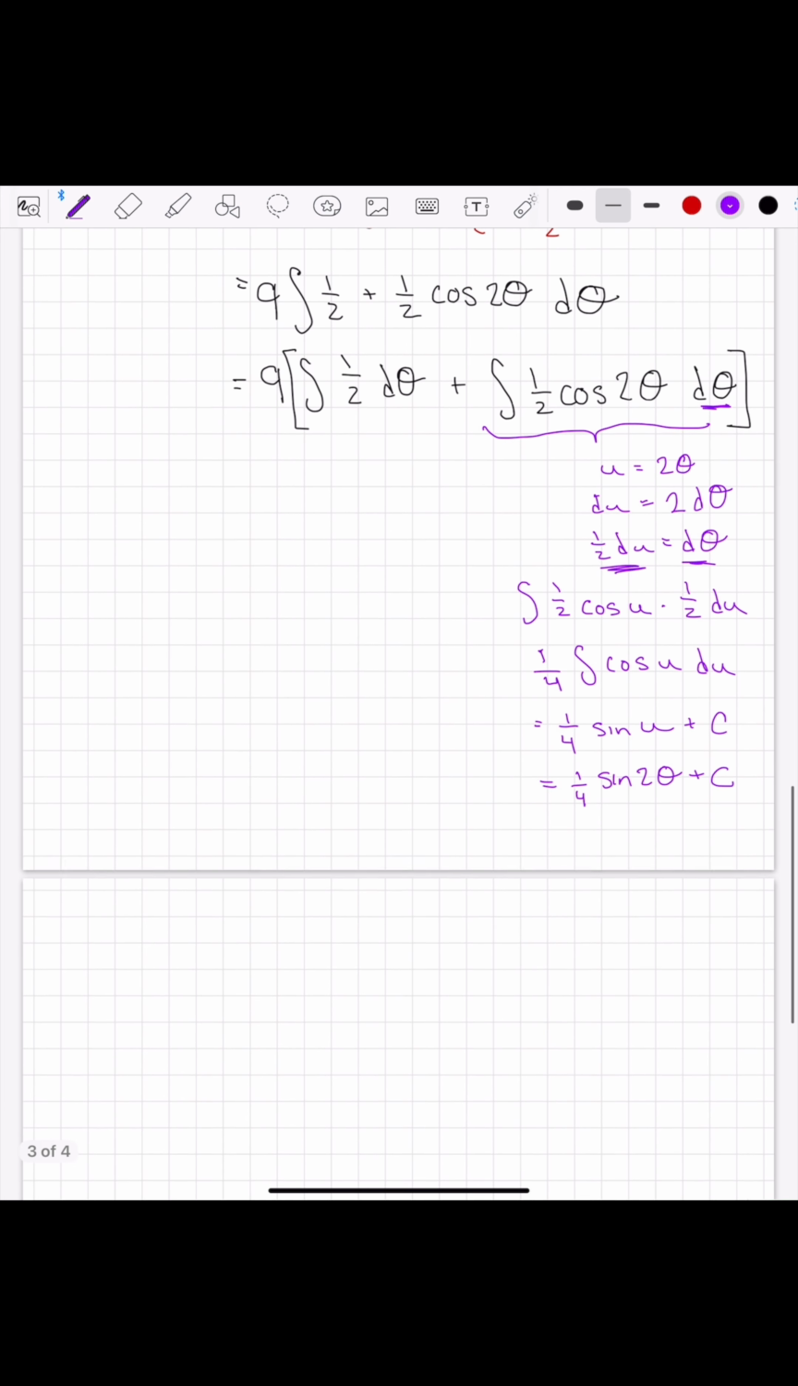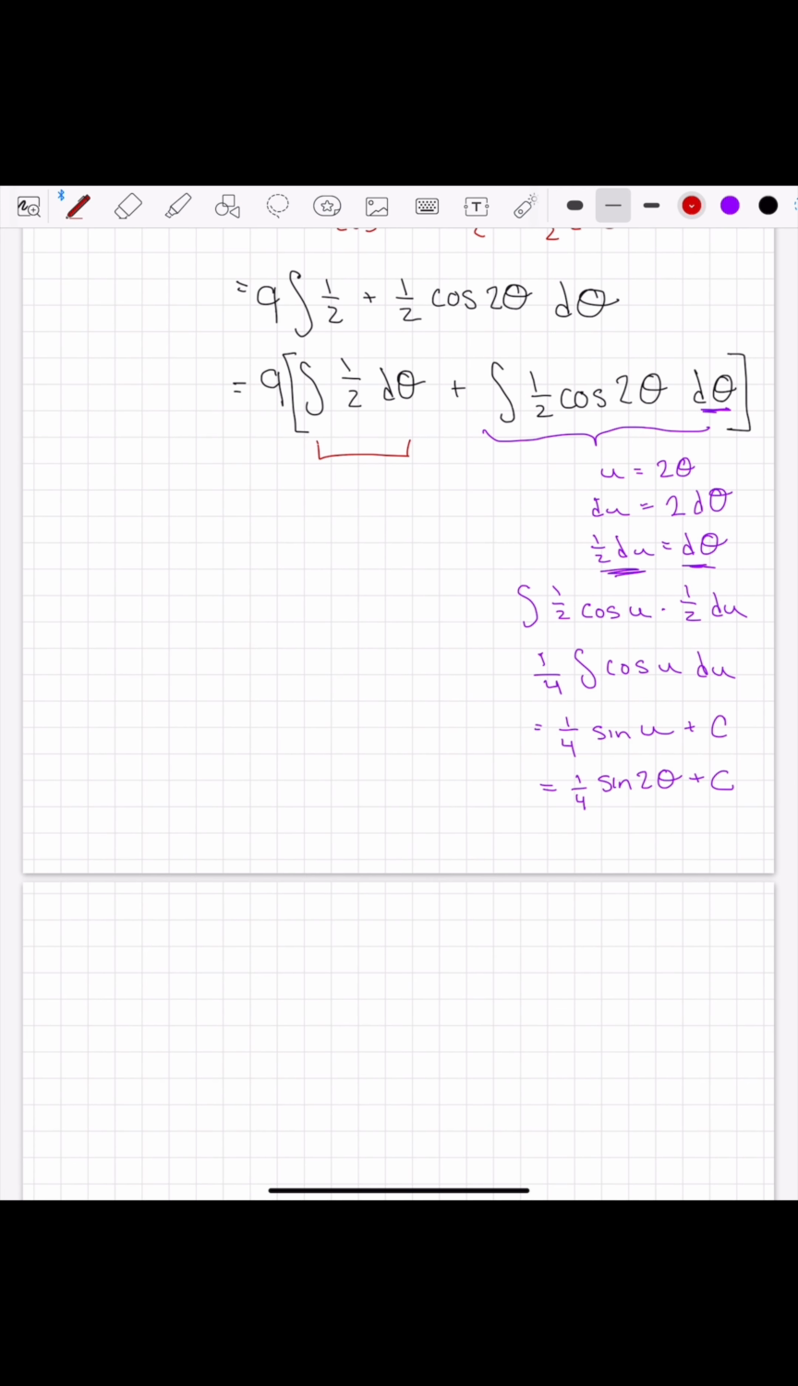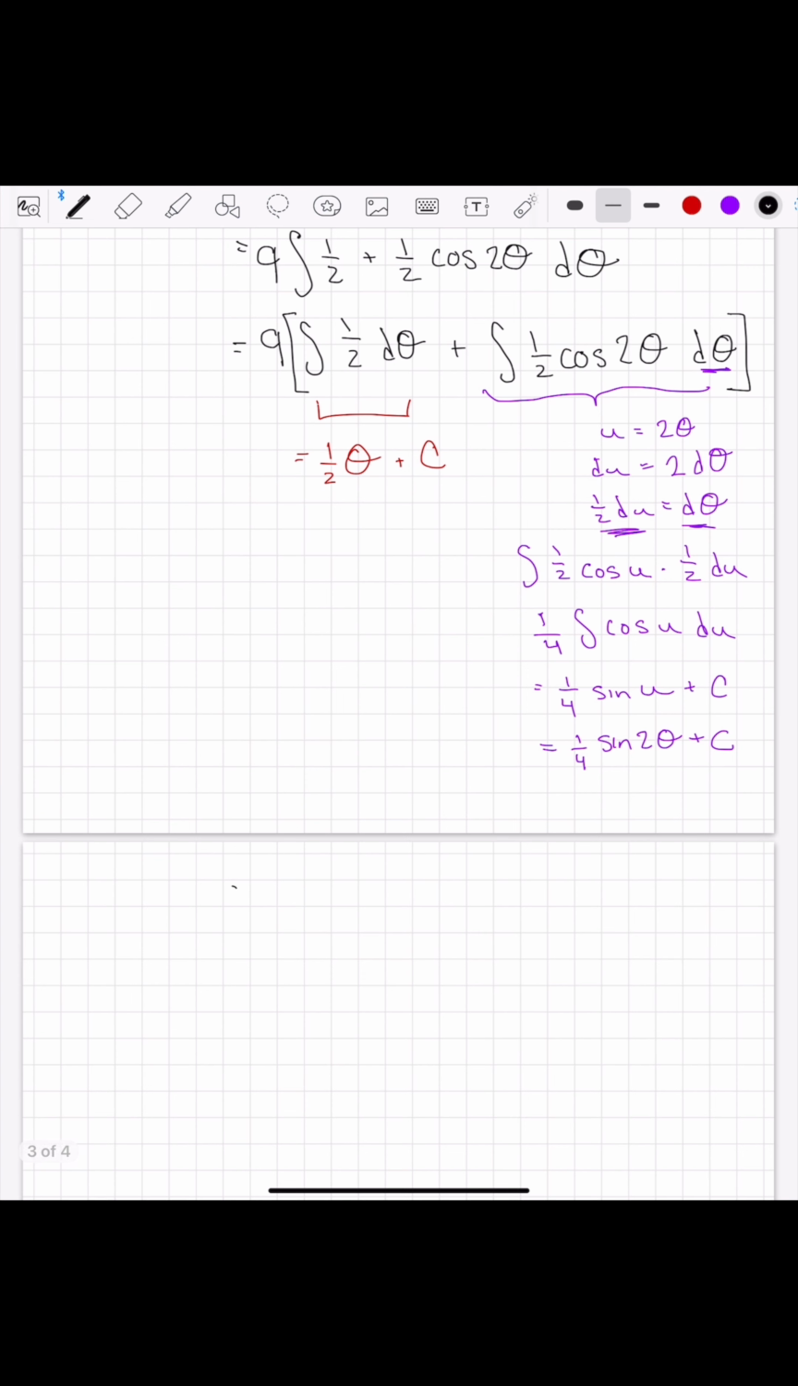Okay, and then the integral of 1/2 d theta. Since we're integrating with respect to theta, we know that it's just going to add a theta there, because the derivative of that would be just a half. So we could bring this all down, and we have 9 times 1/2 theta plus 1/4 sine 2 theta plus c. And so then we can distribute the 9 and get 9/2 theta plus 9/4 sine 2 theta plus c.